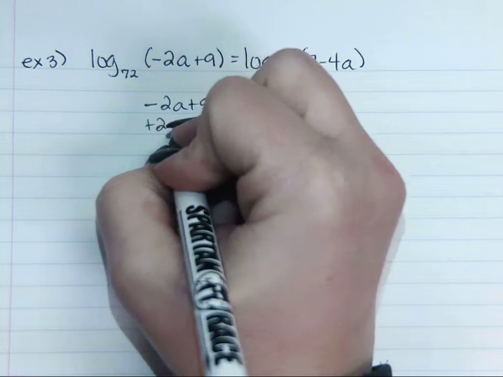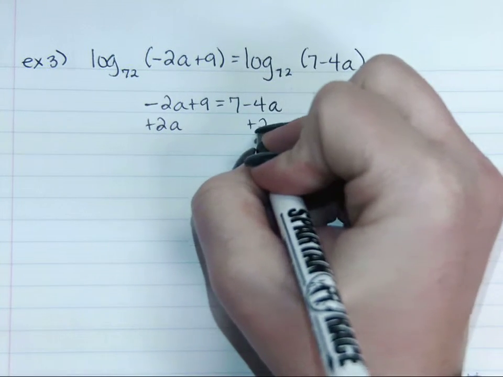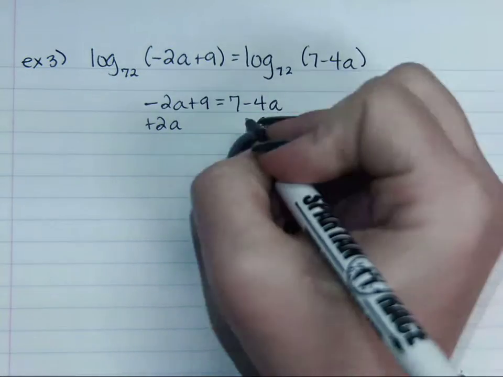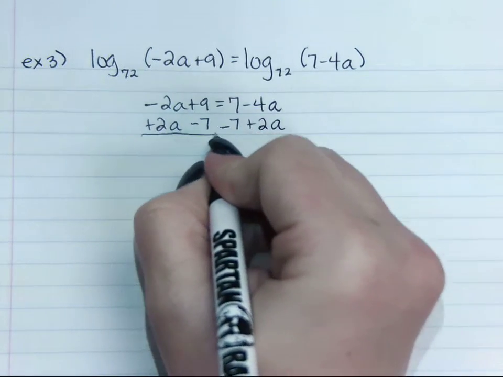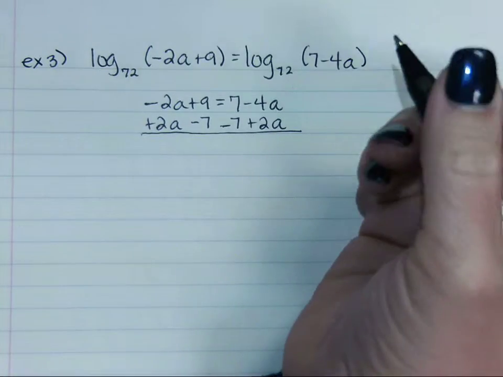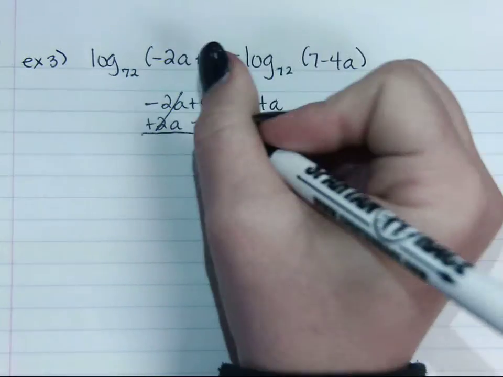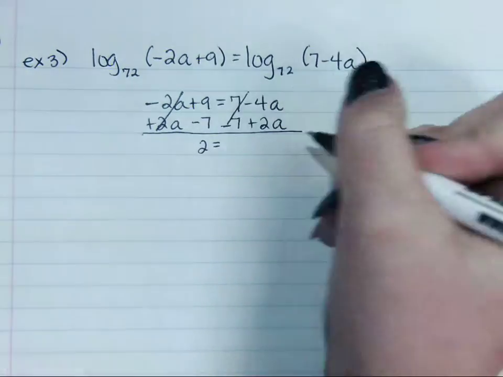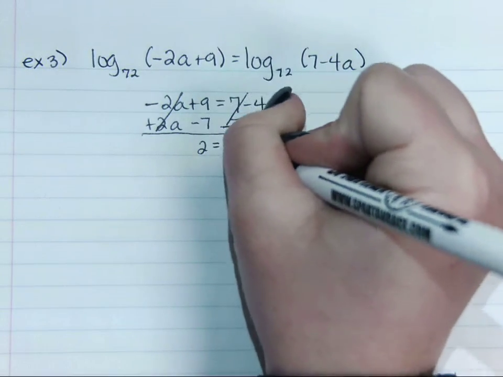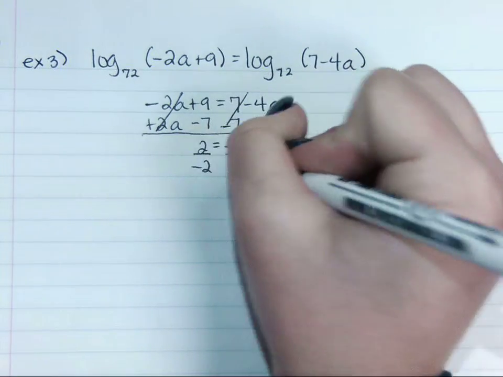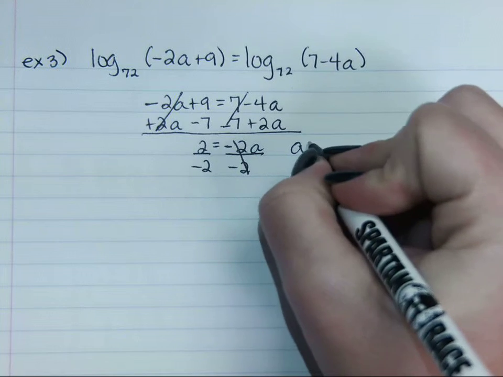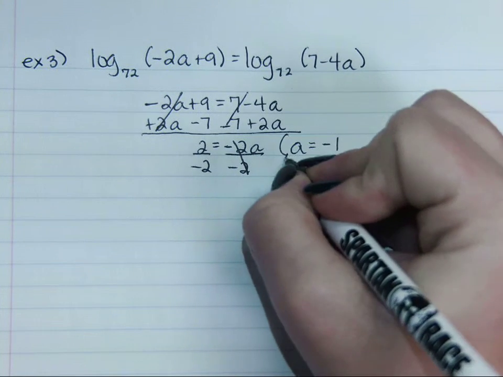So I'm going to bring the 2a to the right, and I'm going to bring my negative 7 to the left. Again, no rhyme or reason to that, I just made that choice. And so what I get is 2 equals negative 2a, and then I have to divide by negative 2. So my value for a that would make this true is a equals negative 1.